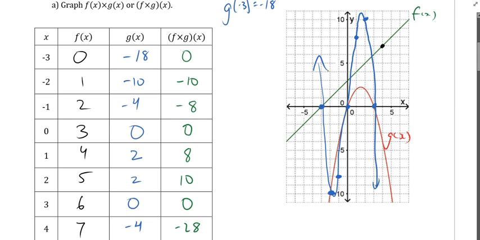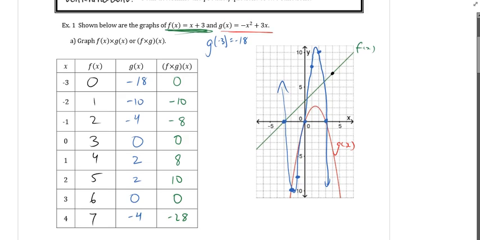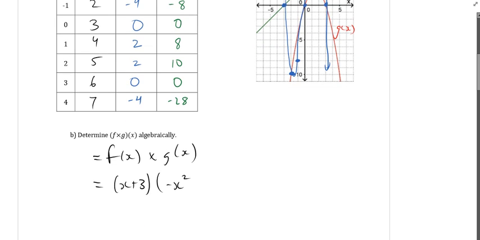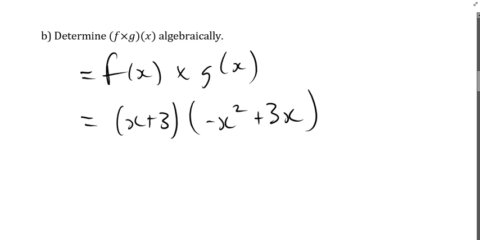And as Aaron pointed out, it's cubic. Absolutely. If you go back and think about this, the product of two polynomials will be a polynomial. So let's look at this algebraically. This is equal to f at x times g at x. Just a matter of notation, but that's not usually how we write it. So this is x plus 3 times negative x squared plus 3x. Go ahead and expand that.